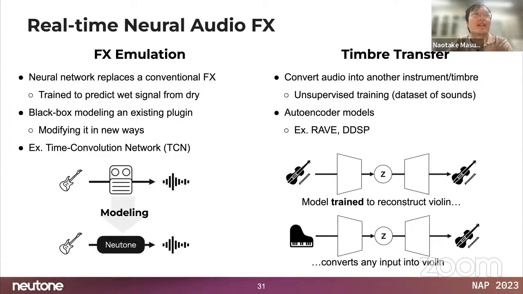The first is effects emulation. So basically you train a neural network to replace a conventional effect module. So this network is trained to predict the wet signal from the dry signal, and in that sense we call that a supervised problem. It's basically the same as black box modeling, which is also an existing technique. But modeling the effect using a neural network sometimes allows us to modify it, sort of bend it in different ways to get cool sounds. And that's also a big advantage of this approach, I guess.